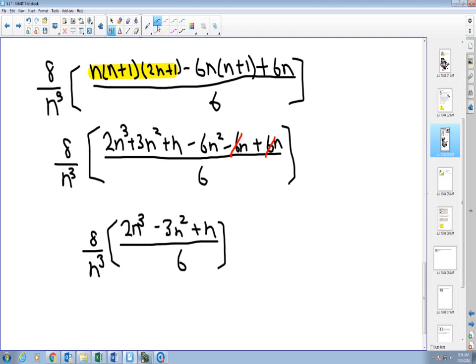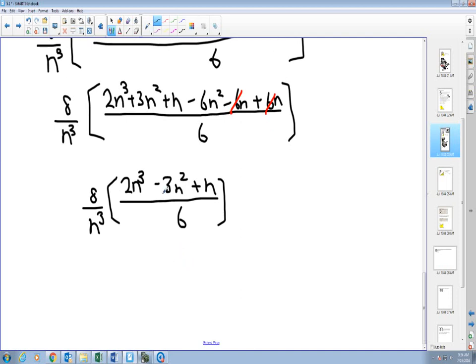Alright, so let's simplify some more. And here I'm going to skip over several steps, okay? I'm going to just kind of talk it out with you. If we reduce this 2, that will give me a 4 and a 3. So practically I have 4 over 3n to the third. It's going to times all these: 2n to the third minus 3n squared plus n.